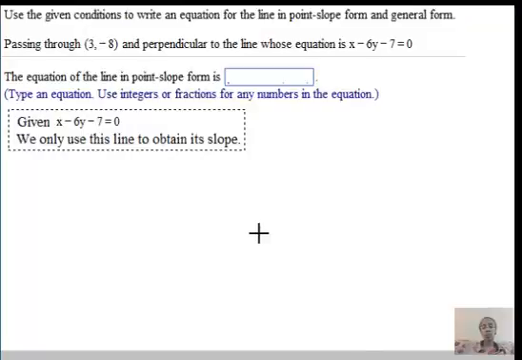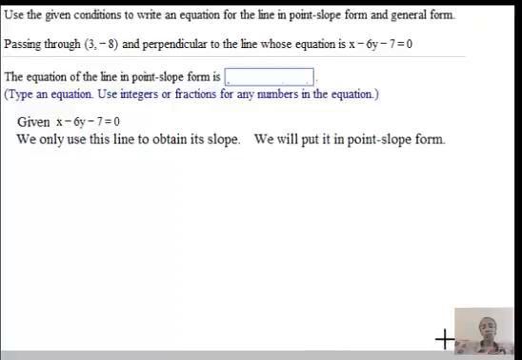And we are going to take this line and put it in point slope form. So that's the thing we want to remain clear on. The line whose equation we're given in the problem, all we need is to determine its slope. And then we are finished with that line once we do that. Alright, so let's put it in point slope form.